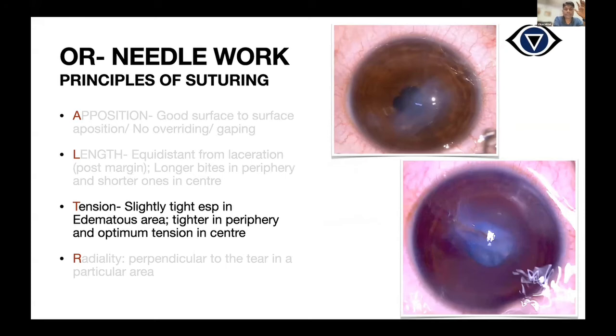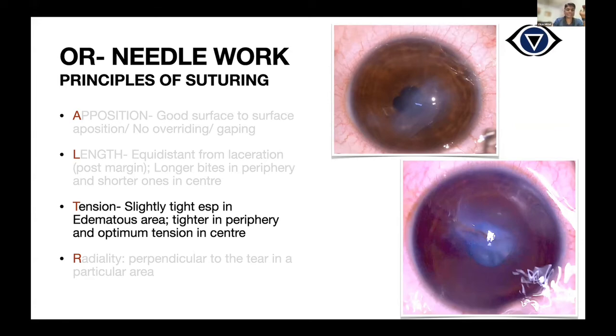And then next would be tension. There should be no gaping in the lower half. You need to keep the suture slightly tight, because these are edematous. Suppose there's a 500 micron cornea, this has become 1000 or maybe 1500. So once you have taken the suture, that 1000 micron is going to become again 550 microns. So what will happen? The suture will get loose. So it is important to keep the suture slightly tight. Overall, tighter in the periphery and optimum in the center. But again, you cannot keep the suture loose.